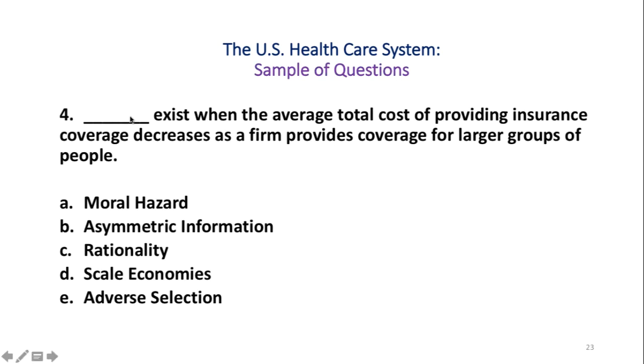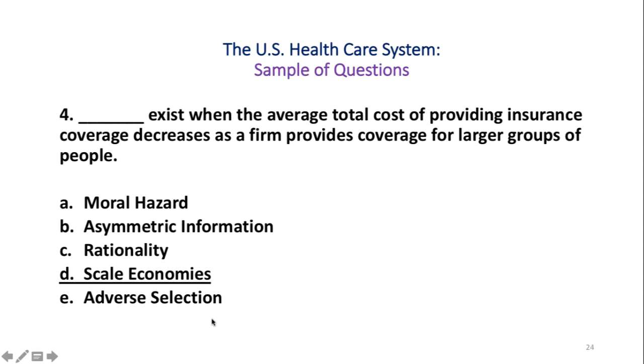The other question would be, when the average total cost of providing insurance coverage decreases as the firm provides coverage for larger groups of people, is this called moral hazard, asymmetric information, rationality, scale economies, or adverse selection? It is basically scale economies.